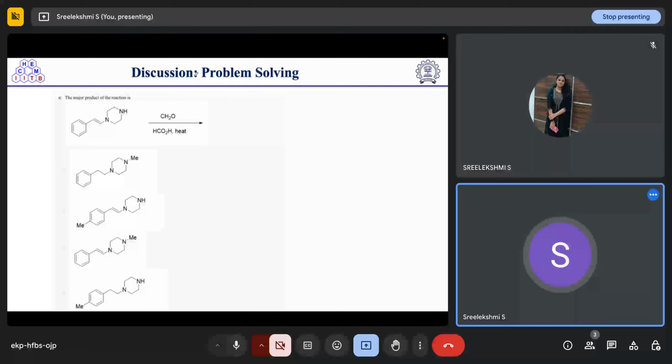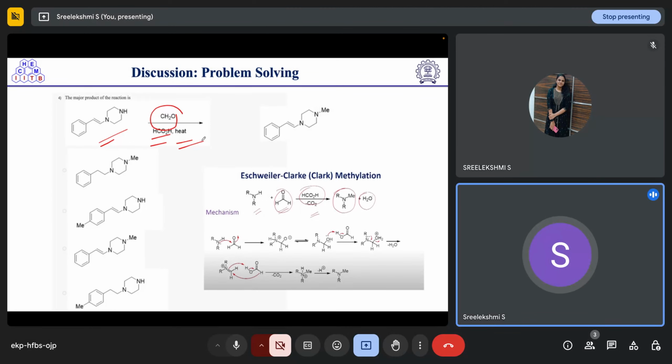Then the next question is the major product of the reaction. So here this compound upon treatment with formaldehyde and formic acid in heating condition, which will be the major product. So here what is happening, this is Eschweiler-Clark methylation.